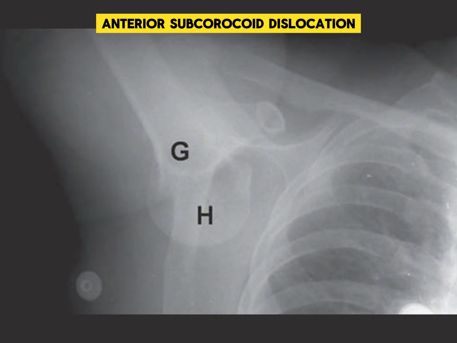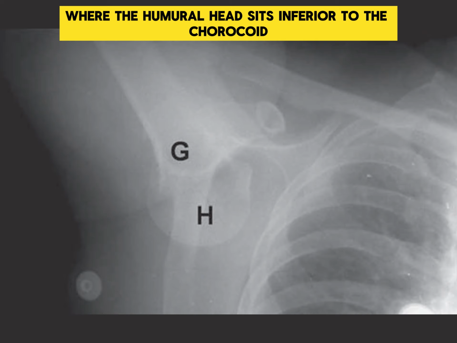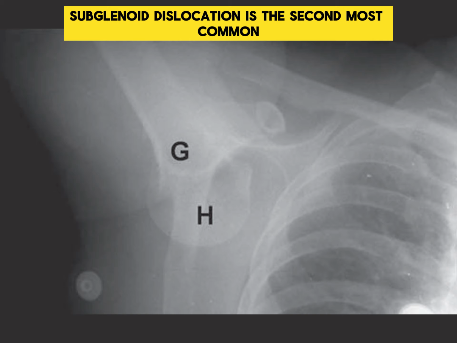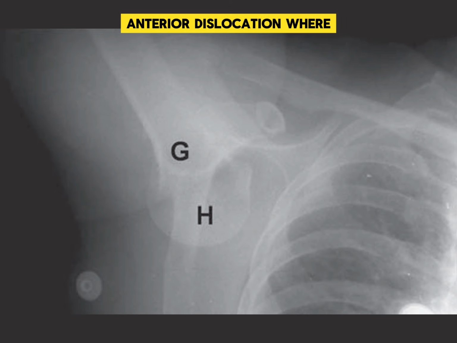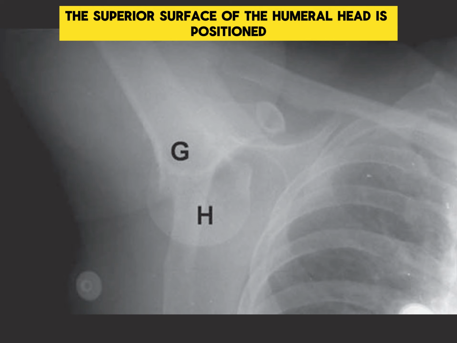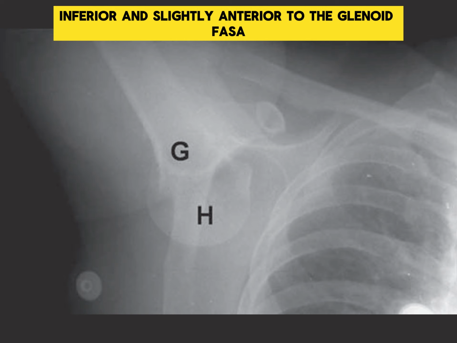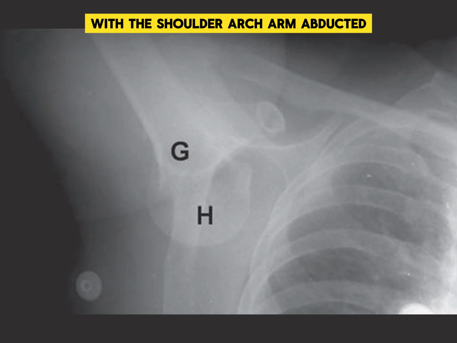Anterior subcoracoid dislocation is the most common anterior dislocation, where the humeral head sits inferior to the coracoid process. Subglenoid dislocation is the second most common anterior dislocation, where the superior surface of the humeral head is positioned inferior and slightly anterior to the glenoid fossa, with the shoulder arm adducted.